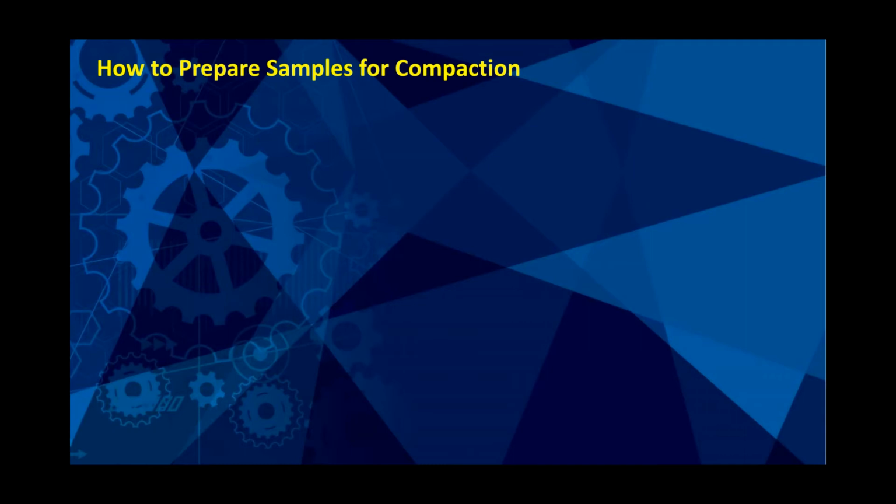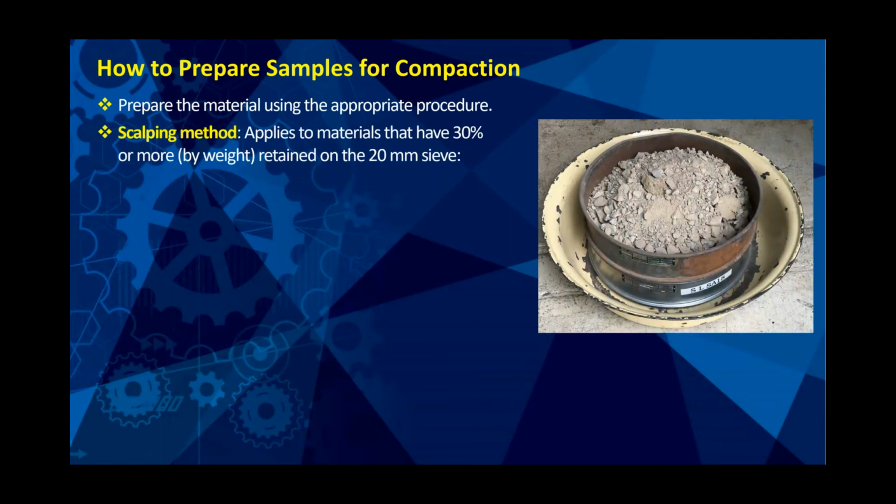The preparation of samples for compaction should follow the procedures described in the DCP-DN Pavement Design Manual. The first method is the scalping method, which applies to materials that have 30% or more by weight retained on the 20 mm sieve.